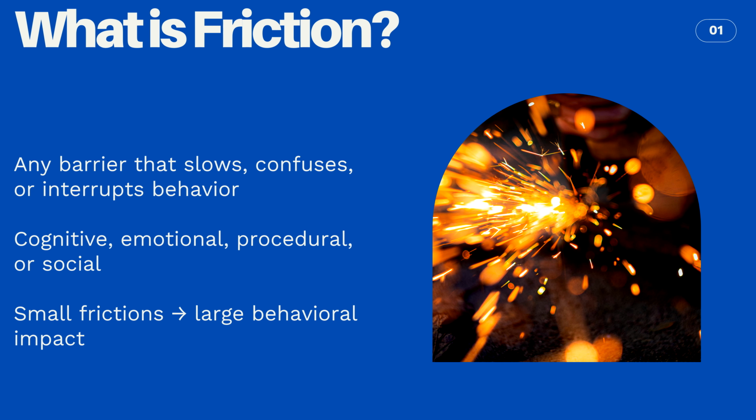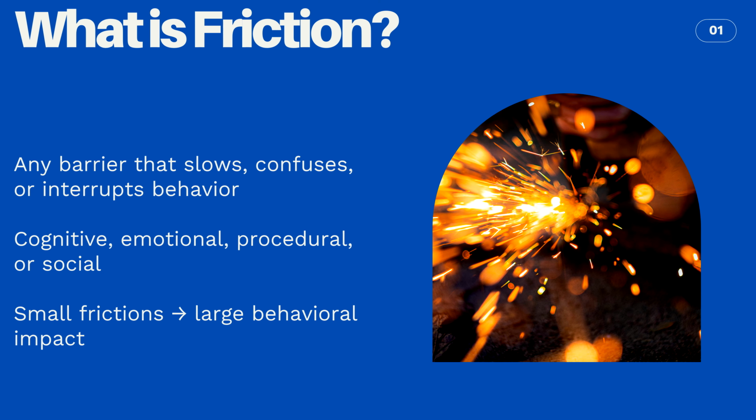Friction is any barrier, cognitive, emotional, procedural, or social, that disrupts the behavioral flow. In behavioral science, friction is closely related to the concept of ability in Fogg's behavior model. When ability decreases, behavior becomes less likely, even if motivation is high. Friction also aligns with cognitive load theory, which tells us that working memory has strict limits. When an experience exceeds those limits, through complexity, ambiguity, or excessive information, people disengage.